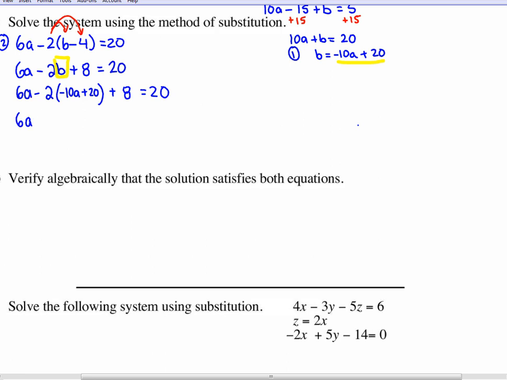Simplify it further, get rid of these brackets. Negative 2 times negative 10a, 20a. Negative 2 times 20, negative 40 plus 8 equals 20. So now it's just grade 9 math. Isolate, get all the constants together, get all the a's together, and then isolate a. 26a, negative 40 plus 8, negative 32 equals 20.